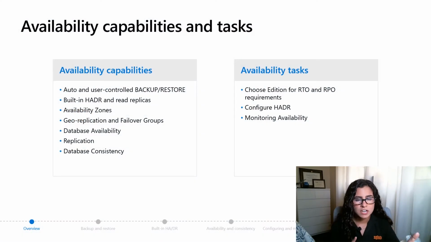Now, we're going to talk about this for availability and performance, but we really wanted to talk about the capabilities first and then the tasks that are associated with that. So we're going to talk about things like backup restore, HADR, availability zones, which maybe is something you haven't heard about. And we'll dive into each of these, and then we'll guide you through some of the tasks like choosing what is going to be best for your scenario.